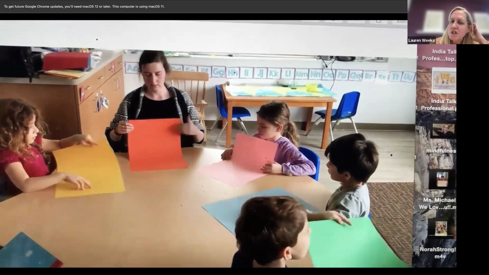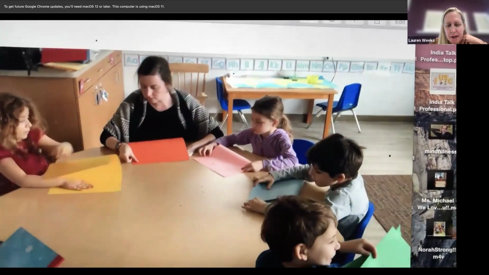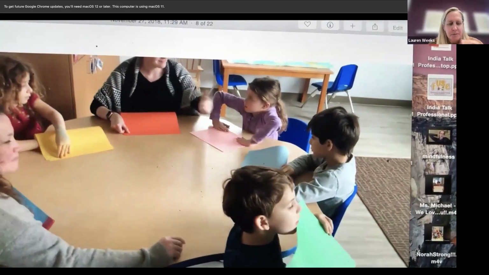So the purpose of this is she's wanting them to watch and model over her saying, fold your paper, do it this way, but having them problem solve.